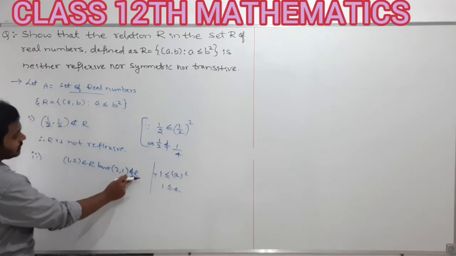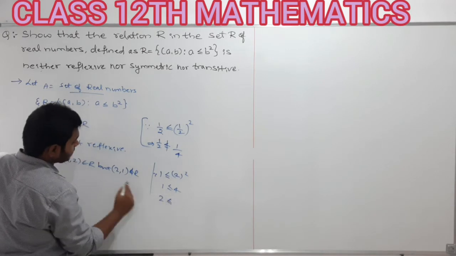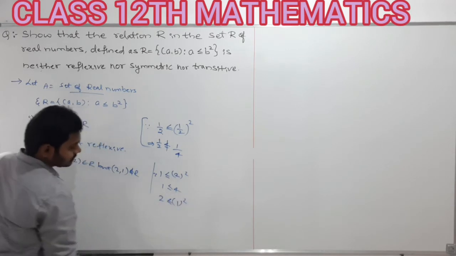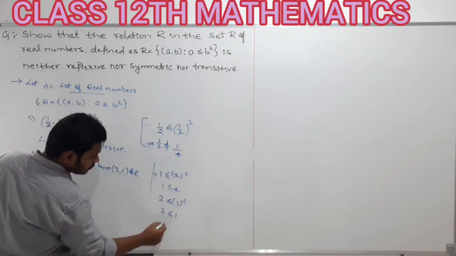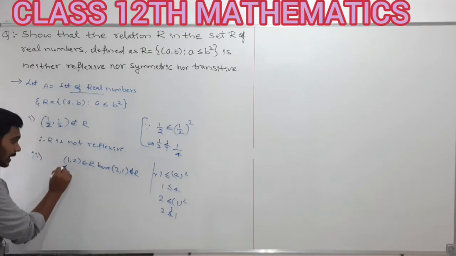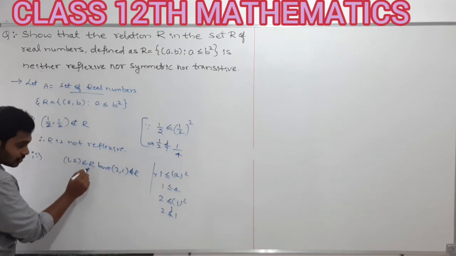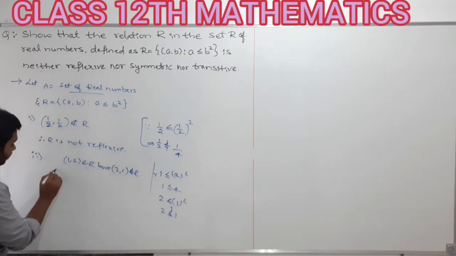Why? What does (2, 1) mean? It should satisfy this condition: 2 is less than or equal to 1 squared. Because 1 squared is 1, 2 is not less than or equal to 1. So even though (1, 2) belongs to R, the reverse of this, (2, 1), does not belong to R.